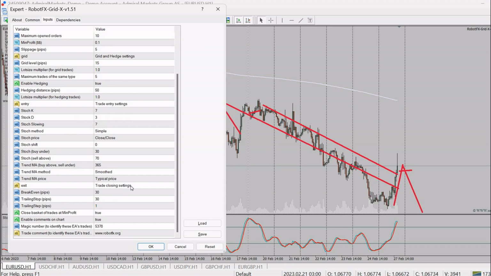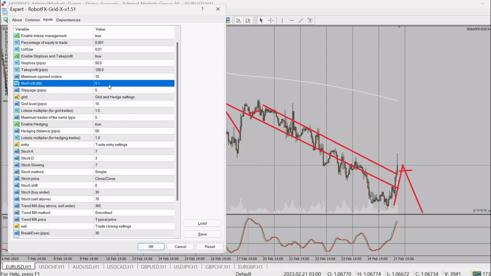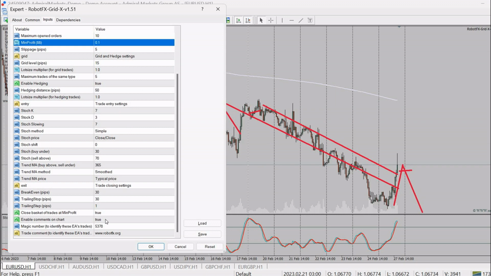And next in the settings, we have the trade closing settings, which is basically the break-even and the trailing stop. These are self-explanatory, they are values in pips. And also the option to close a basket of trades at minimum profit. And the minimum profit is the one I said I will explain later. It is set to 10 cents right now, $0.1, and it means that whenever we have opposite trades on the chart, as in buys and sells, the expert advisor will attempt to close those trades when their profits reach this amount right here.